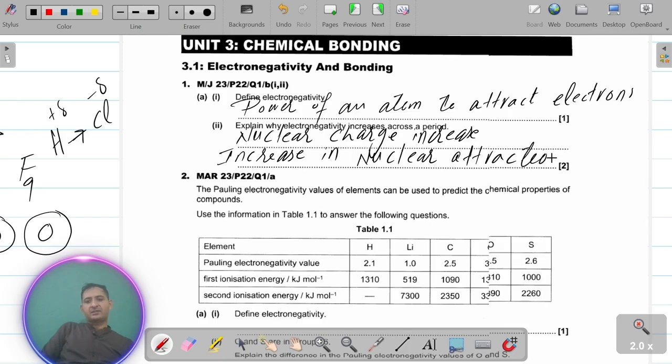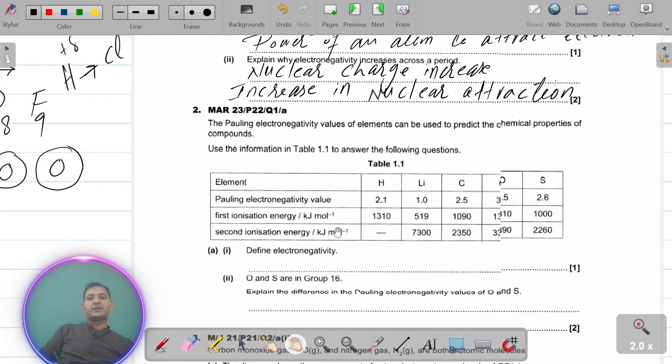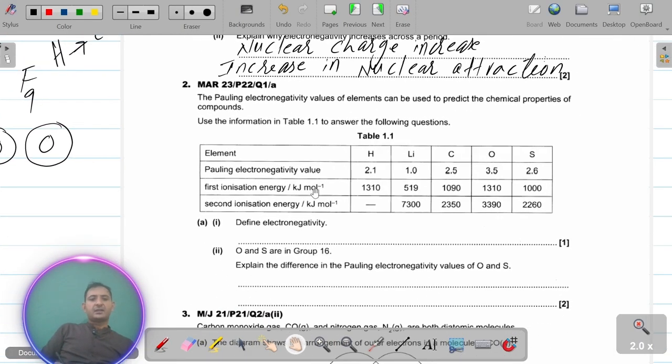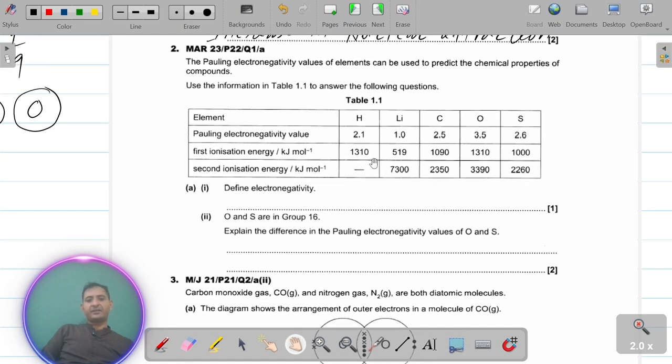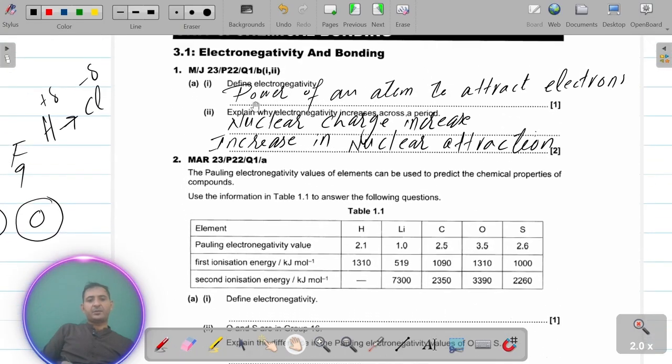You can download this PDF from my website onalevel.com. I will provide you the link in the comment section or description, then you can easily download this. The Pauling electronegativity values, these are the electronegativity values of different elements. Define electronegativity, we already saw: the power of an atom to attract electrons towards itself.